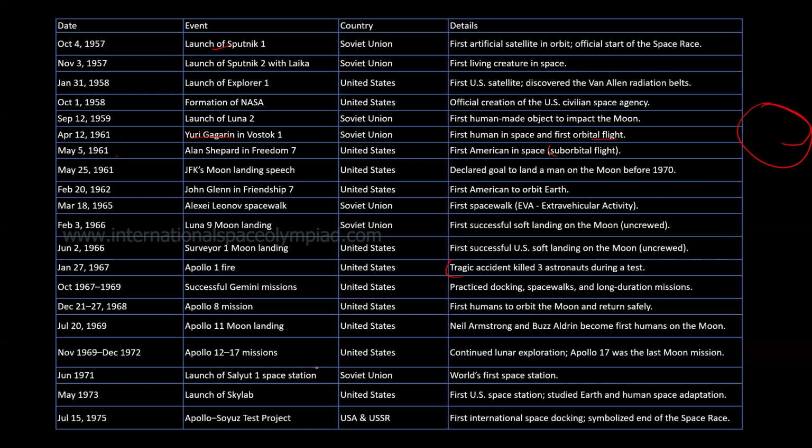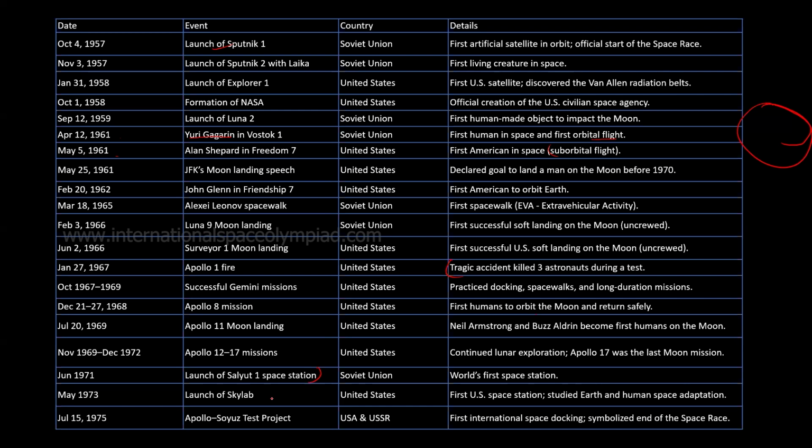Then the launch of the Salyut 1 space station. So then they started the era of space stations, something like the International Space Station. Salyut 1 was by the Soviet Union, the world's first space station. Then the launch of Skylab, another space station, by the United States. Then a productive rivalry actually ended by 1975.